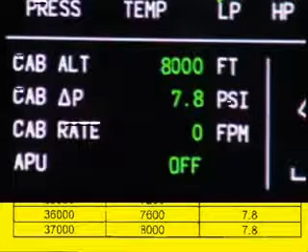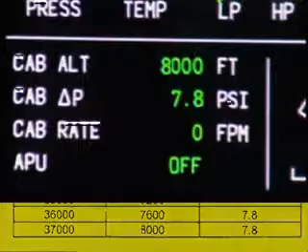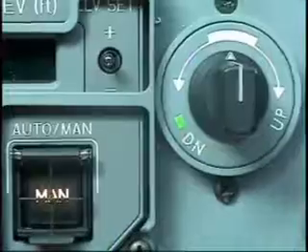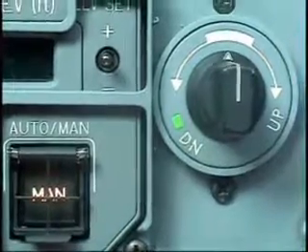If you did your job well, the indicated airplane altitude, cabin altitude, and delta P will be consistent with the table. Keeping the manual controller close to the 12 o'clock position to keep a null rate is a good position for the rest of the cruise. However, minor adjustments might be required.